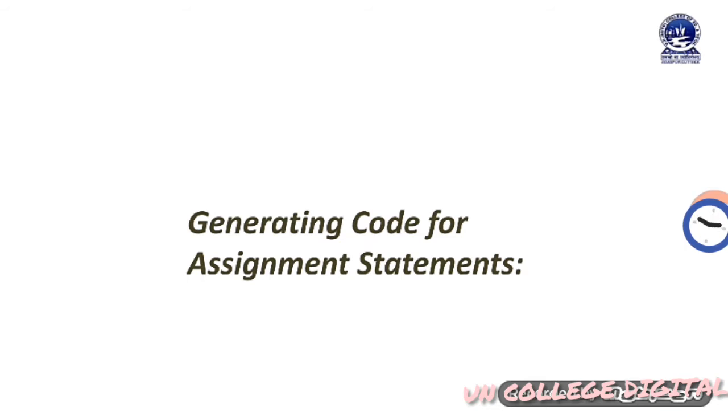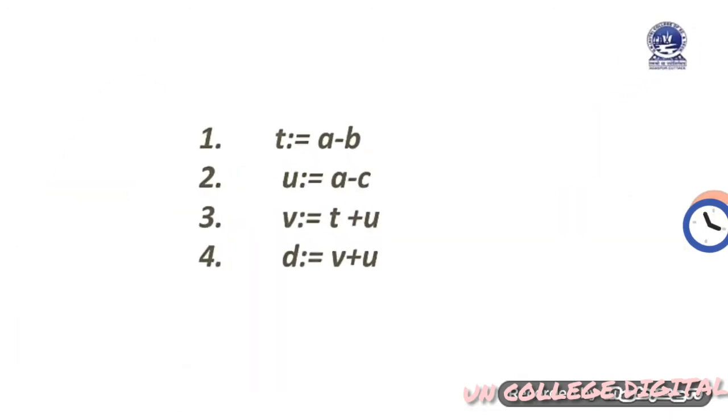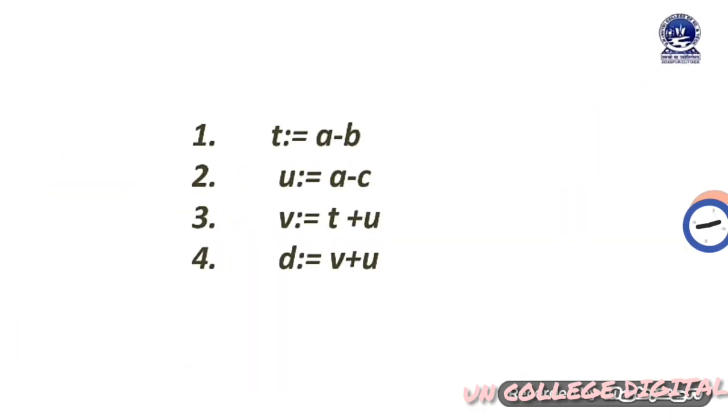Now I am going to discuss an example of how the code generation algorithm works in the case of an assignment statement. Let the statement be d equal to (a minus b) plus (a minus c) plus (a minus c). It can be translated into the sequence of three address code. Here you can see that t equal to a minus b, u equal to a minus c, v equal to t plus u, d equal to v plus u.